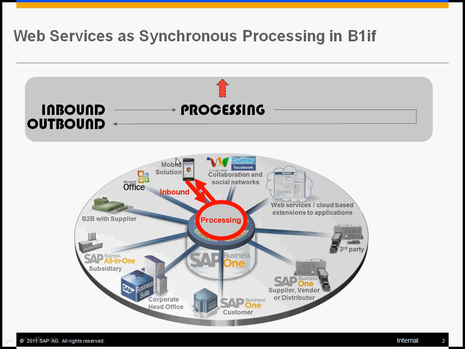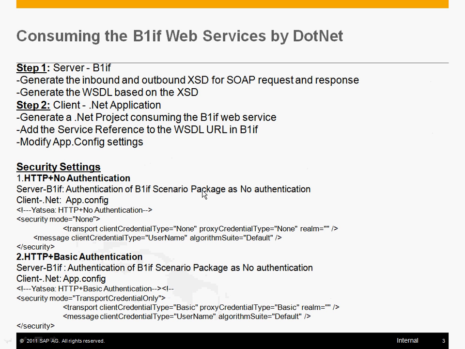The web service hosted in B1if works like this: the .NET client sends the request to B1if, and B1if would invoke the web service, do the processing, and then return the response to the caller, the .NET client. So in order to consume the B1if web service from a .NET project, we need to do a couple of configurations on the server and client side as well.